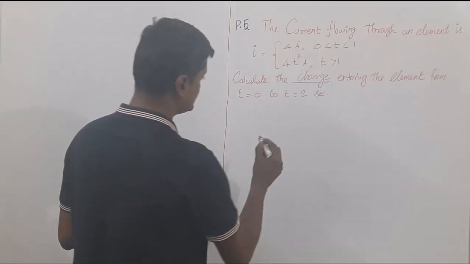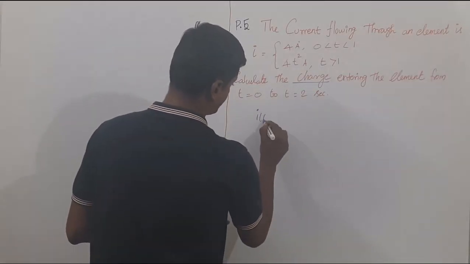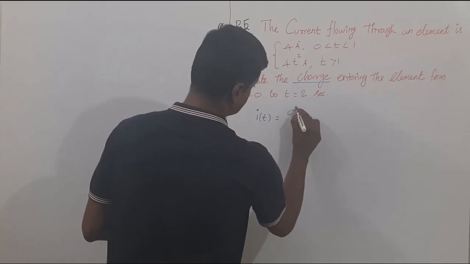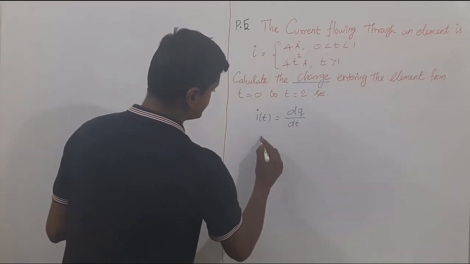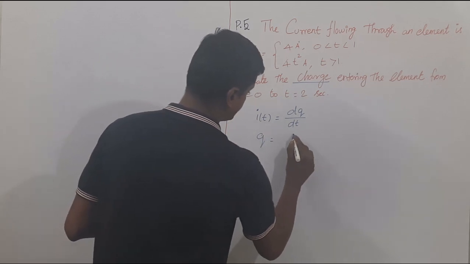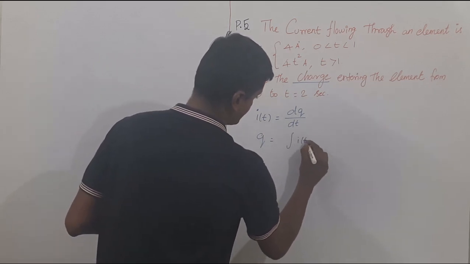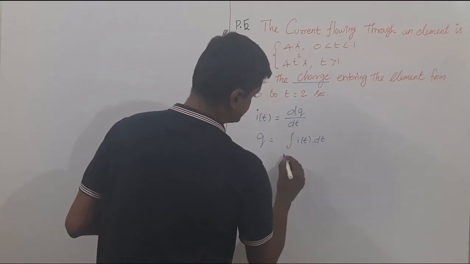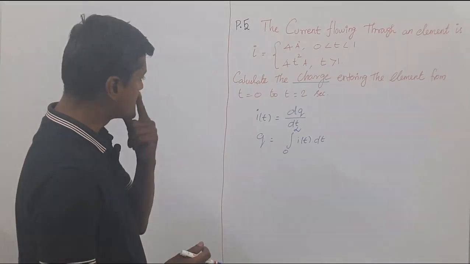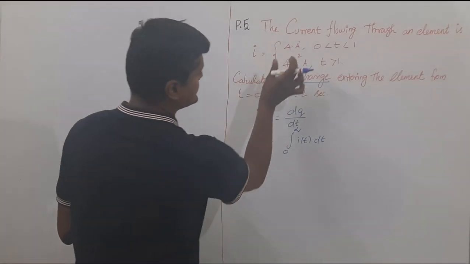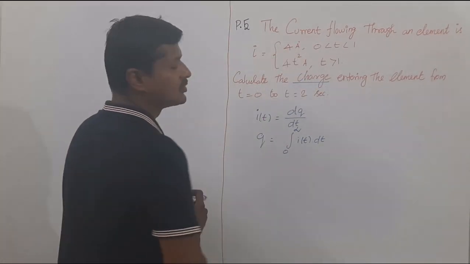So what is the formula for q? First, I(t) = dq/dt. So to find the charge, q = integral of I(t) dt. This is the basic equation. We have two expressions, that is 4 and 4t².